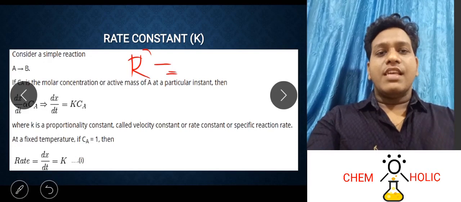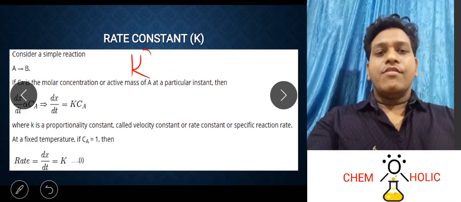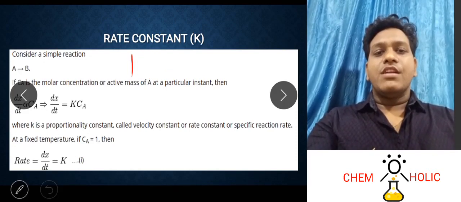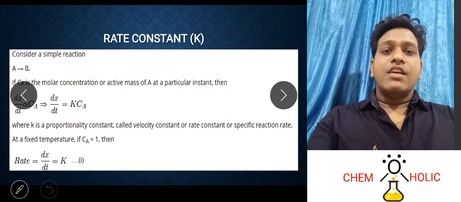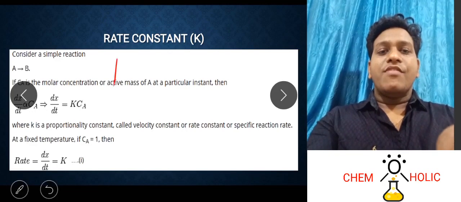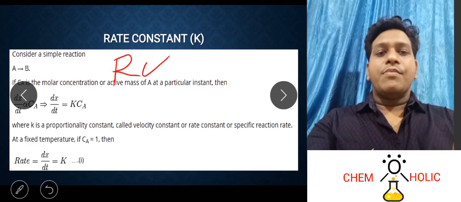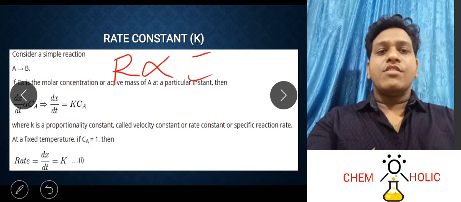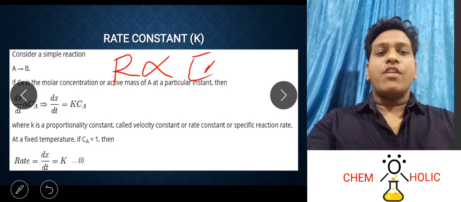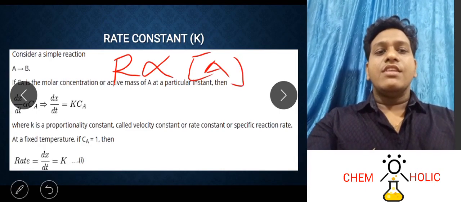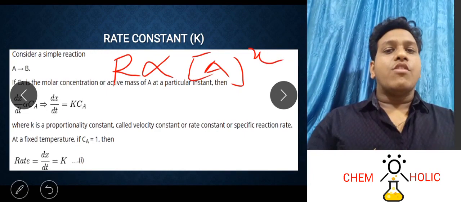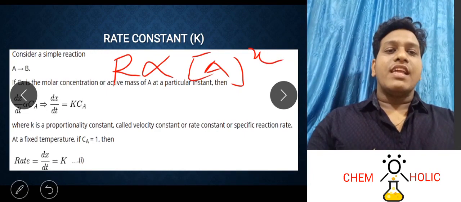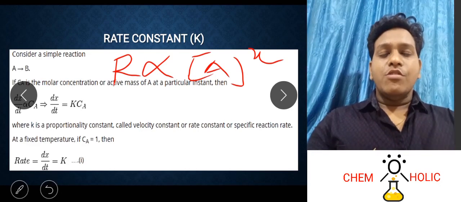Or we can say very simply, rate is directly proportional to the product of concentrations of reactants raised to their stoichiometric coefficients. Suppose rate is directly proportional to the active mass of reactant. The reactant is A for this reaction, raised to its stoichiometric coefficient. If any coefficient is there, it is raised to that coefficient. Here there is no coefficient, so we will not write any.